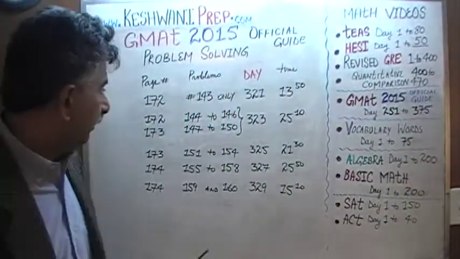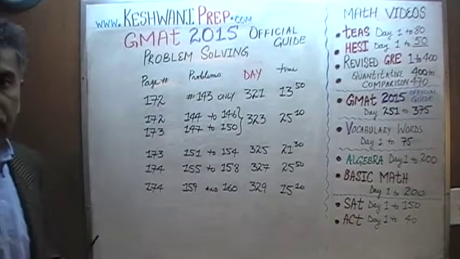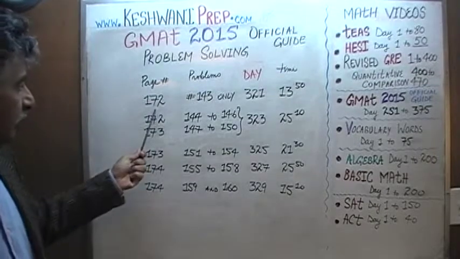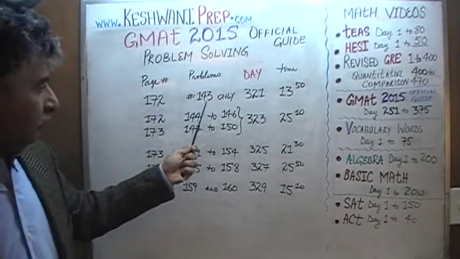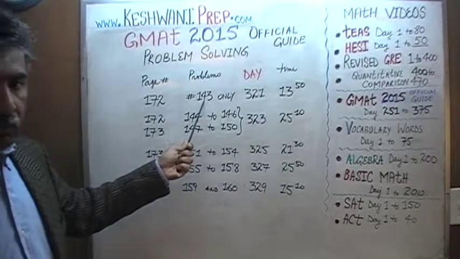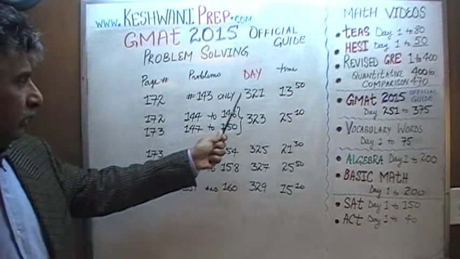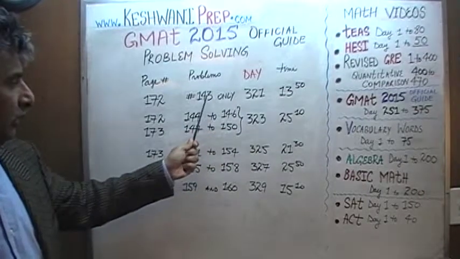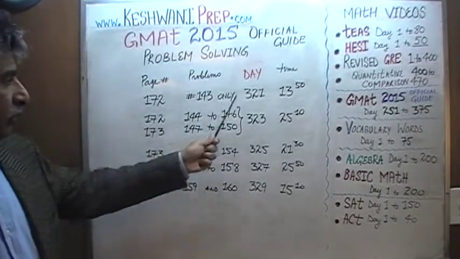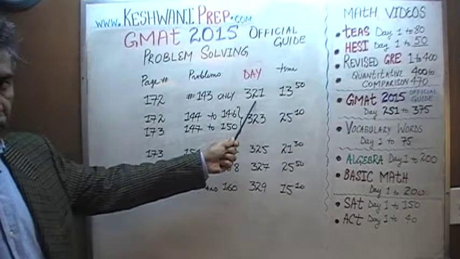Our story will begin from page number 172. On page 172, you will find solutions to problem number 143 on day number 321. On 321, we did only one problem, number 143. Again, the solution, you will find it on day number 321.